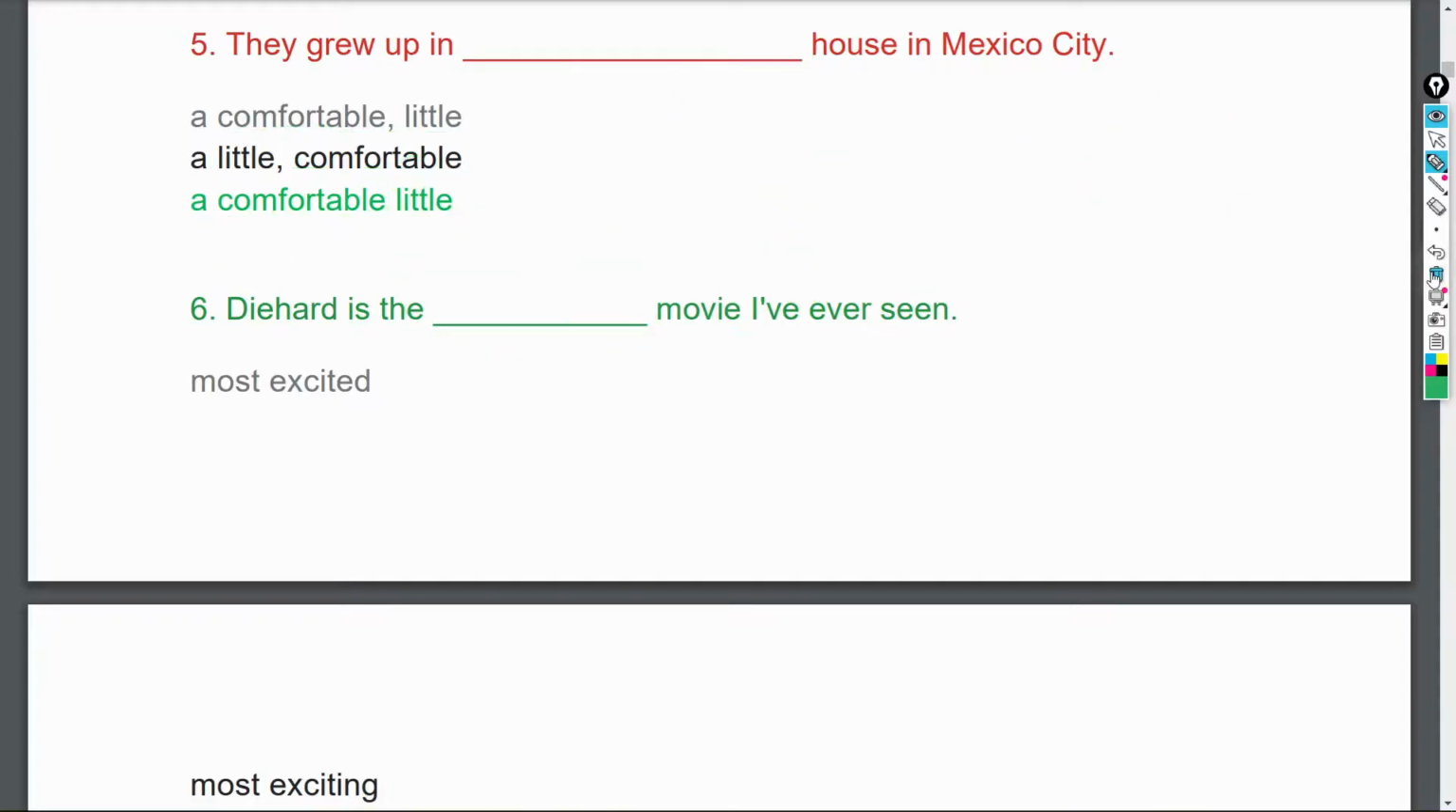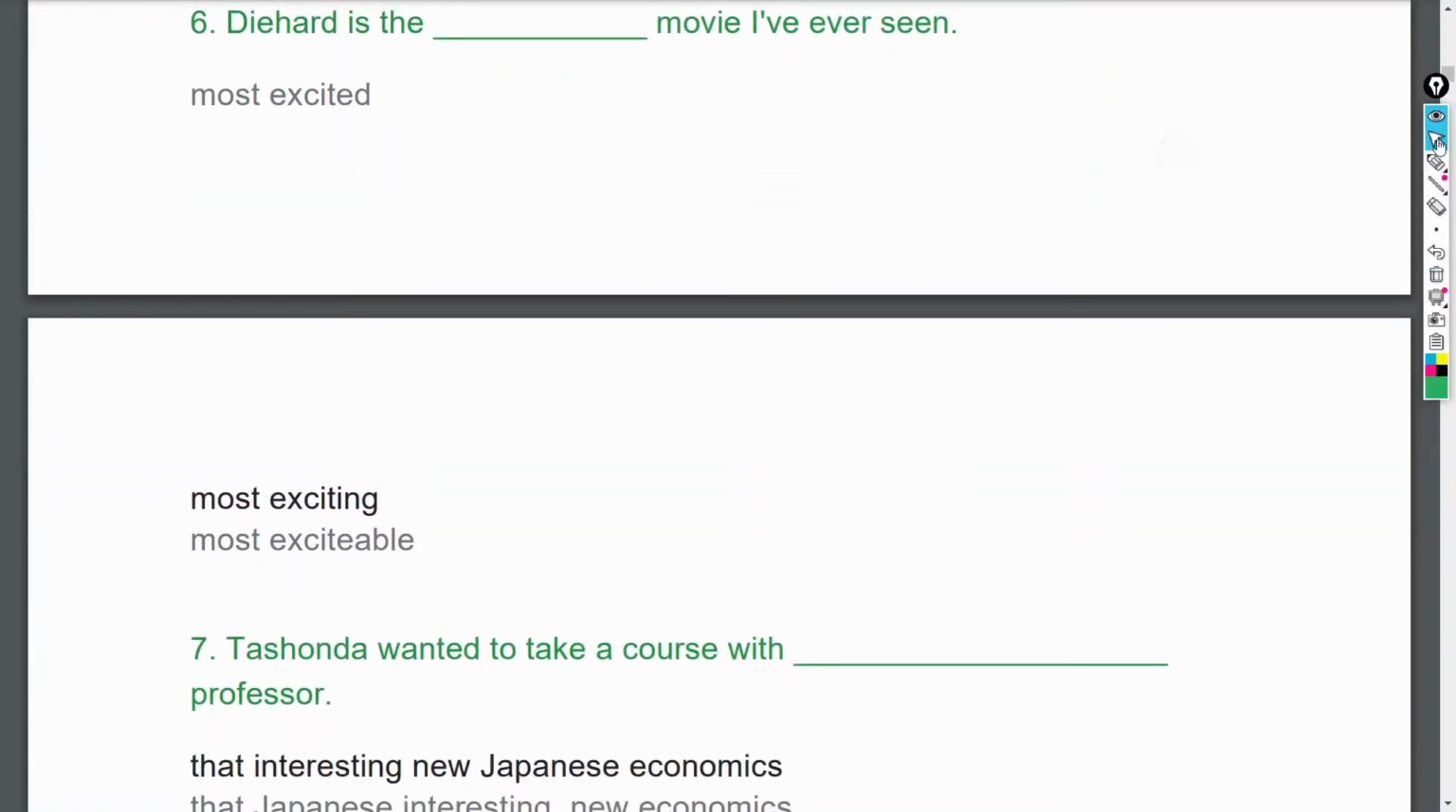Question number 6. Die Hard is the dash movie I've ever seen. तो अभी देखिए, ये "the" दिया हुआ है. "The" देने के बाद मतलब क्या होगा? सुपरलेटिव डिग्री होगा. तो ये exciting मतलब है, तो exciting ठीक ठाक है. Most देने से सुपरलेटिव हो जाएगा, क्योंकि this is the superlative form. Okay, the superlative form.